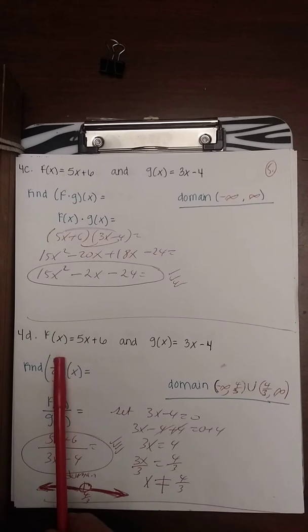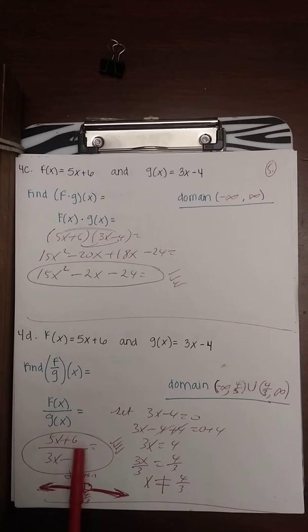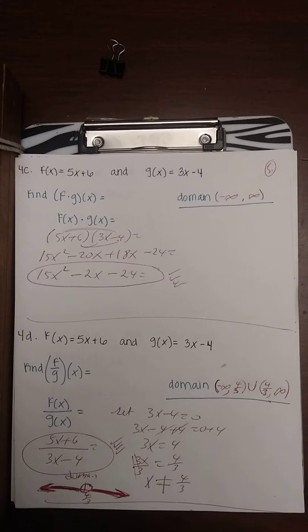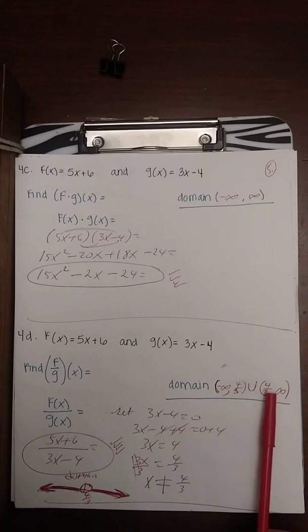f over g, division, quotient. f of x over g of x. But as long as the bottom, the denominator, is not equal to 0, so let's set it equal to 0. 3x minus 4 equals 0, add 4, add 4, divide by 3, divide by 3. Yes, these cancel again. We have x is not equal to 4/3. So 4/3 to the left, to the right, but don't use 4/3. Negative infinity to 4/3, union 4/3 to positive infinity. It's the domain.